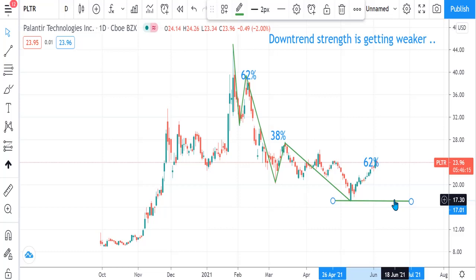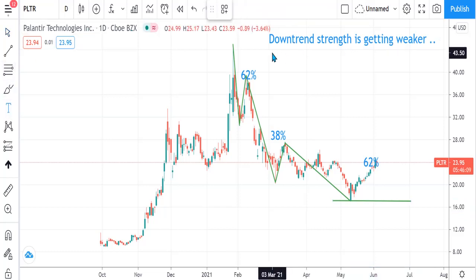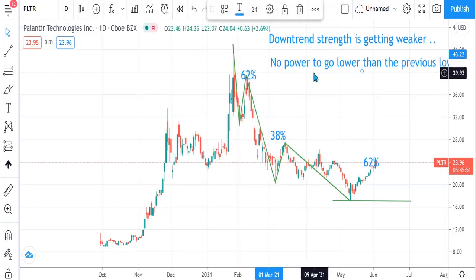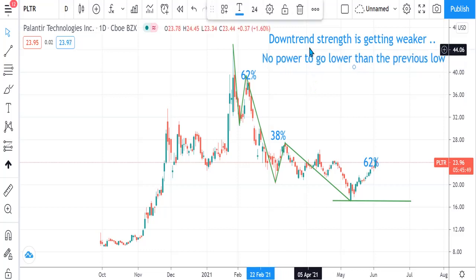Okay. So now we have two good news here. One is the downward trend is getting weaker, and the second good news is there's no power to go lower than the previous low. Okay, so that's the second conclusion we can make.